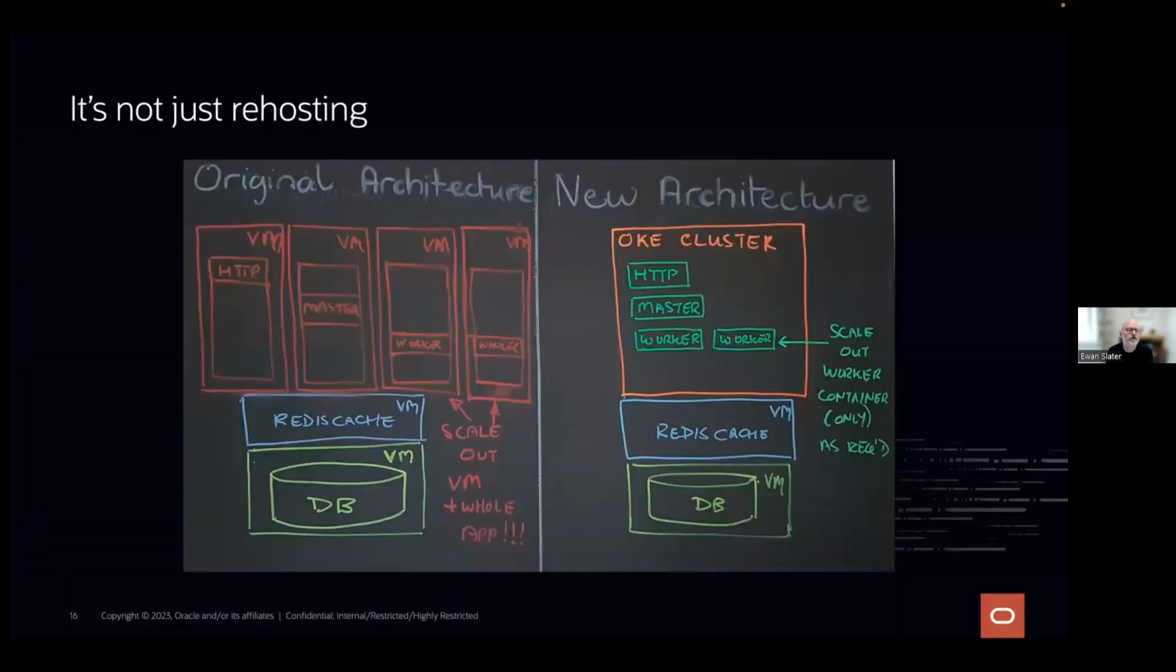And what they discovered was that turning an on-premises application into a SaaS application is not just a question of rehosting. Their original architecture is on the left-hand side. You can see that they had a VM, within that VM, they've got a monolithic application. And if they wanted to scale out one part of that application, they had to stand up a whole new VM. And this was an inefficient use of resources.